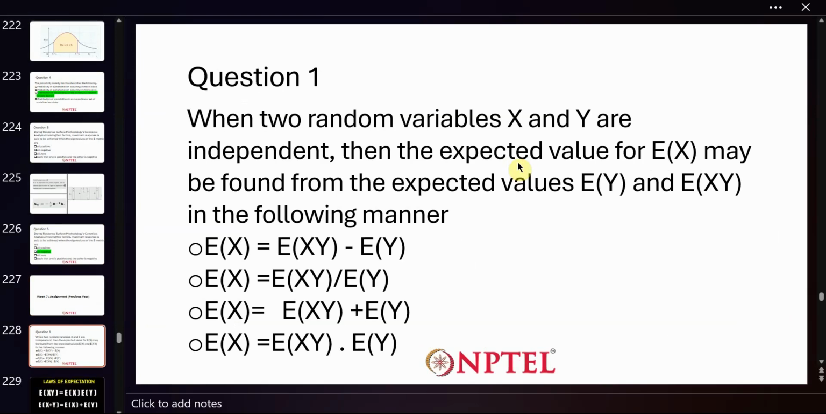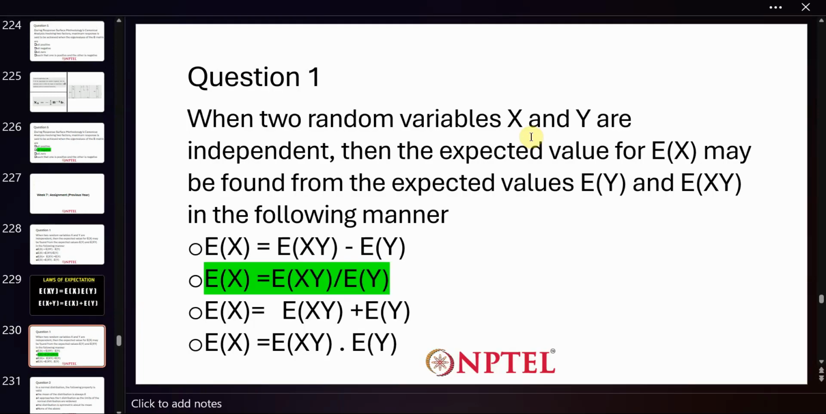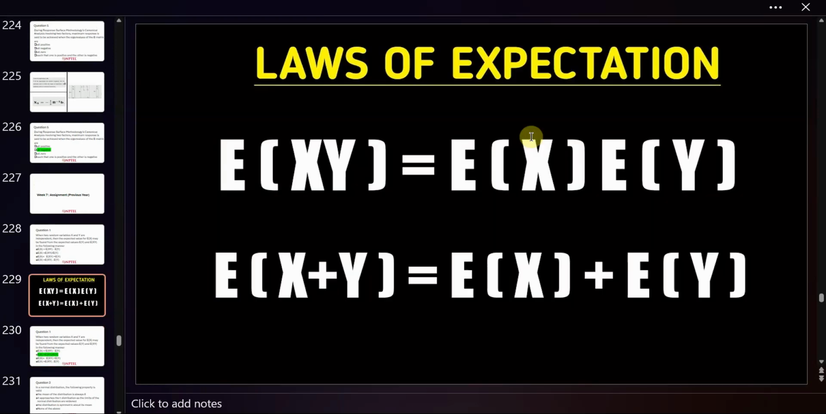So when two random variables x and y are independent, then the expected value of ex may be found from the expected value of ey and exy in the following manner. So these are the four equations which are given. There is a law of expectation which gives expectation of x and y is equal to expectation of x into expectation of y, expectation of x plus y is equal to expectation of x plus expectation of y. So these are the two equations you need to learn by heart.